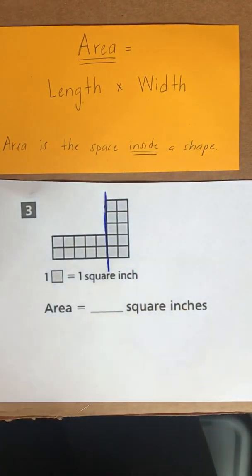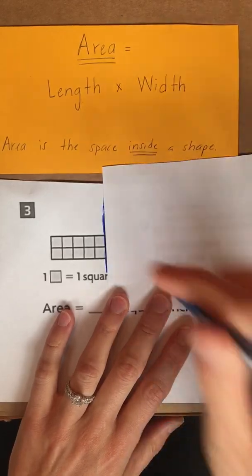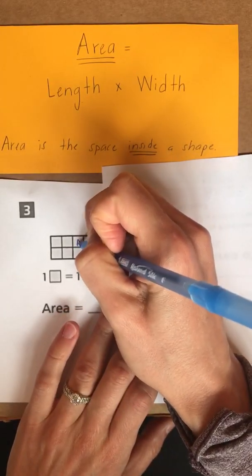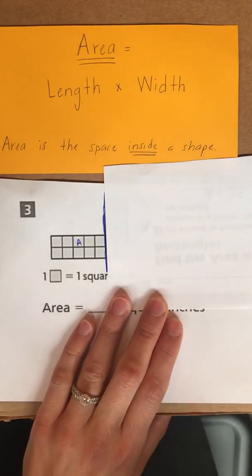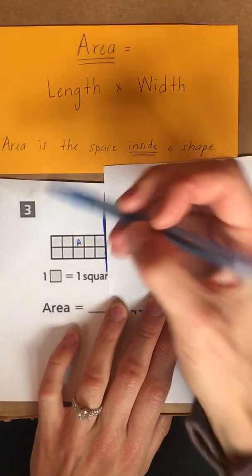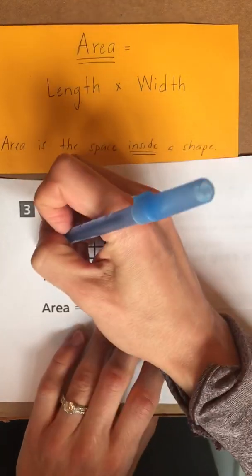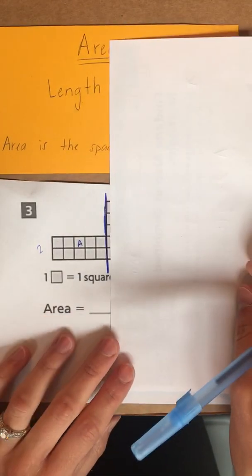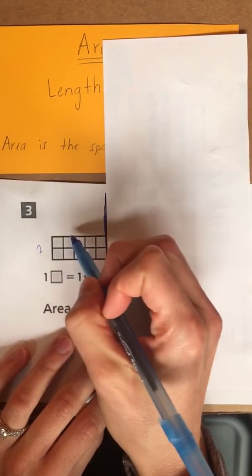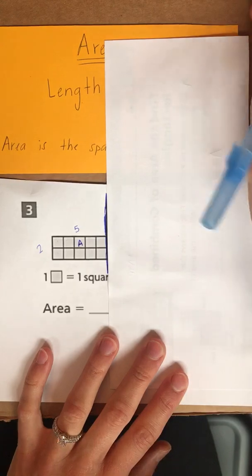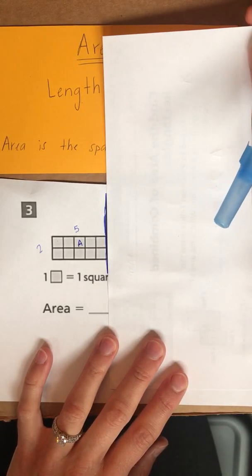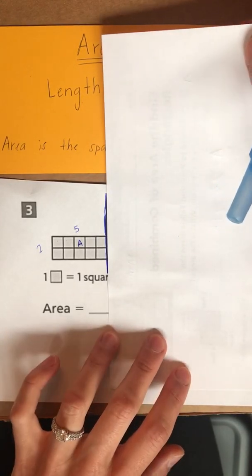So we want to find just the area of A first. You'll notice they don't tell us what the length is. Well, how can we figure out the length? Yeah, we can count. 1, 2. So this side is 2. And our width, we have to count. 1, 2, 3, 4, 5. So let's find the area of A. Can you pause your video? And when you're ready, after you found the area of A, press play.